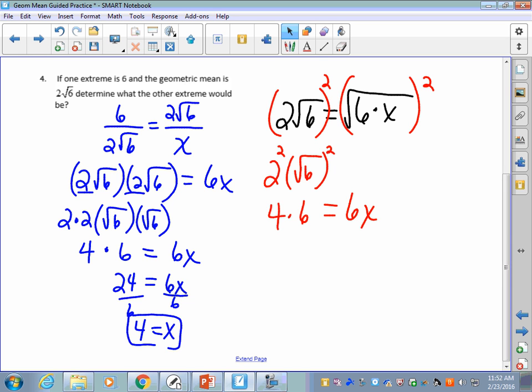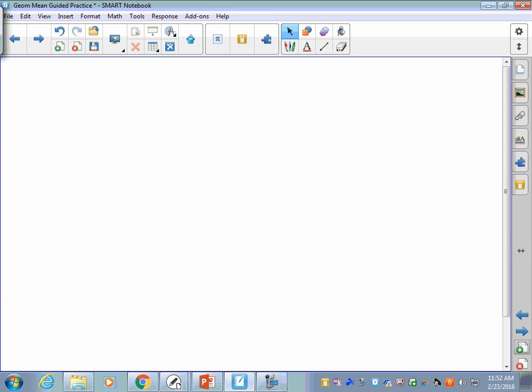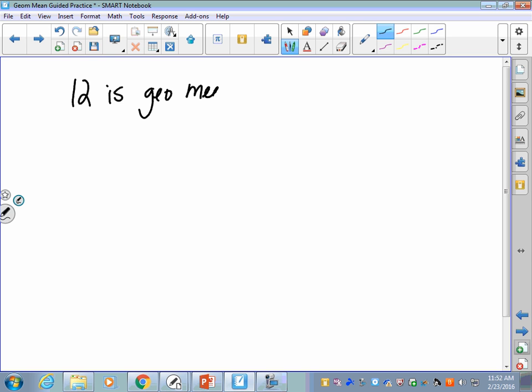You pick a method. I know y'all asked for some additional problems, so here's another example. Let's say that 12, add this to your notes, is the geometric mean, and I abbreviate that, of 8 and what number? Okay, so I'm telling you 12 is the geometric mean, so there are two approaches we can solve this.